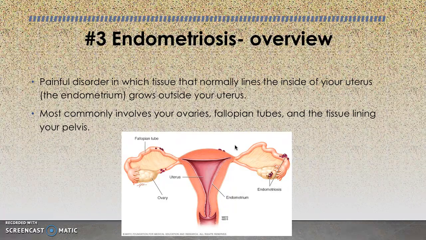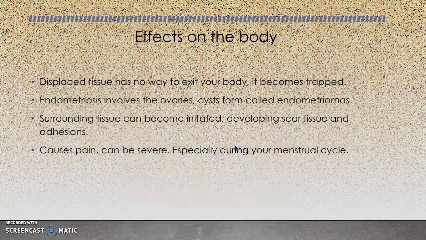Okay, and then my number 3 is endometriosis. It's a painful disorder in which tissue that normally lines the inside of the uterus grows outside your uterus. Most commonly involves your ovaries, fallopian tubes, and the tissue lining your pelvis. So this is a picture of a woman's fallopian tubes and her uterus, and you can see on the fallopian tubes, you can see the endometriosis forming on the sides there. That's what causes the painfulness.